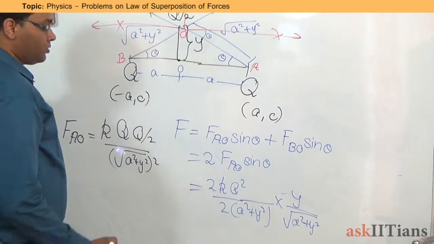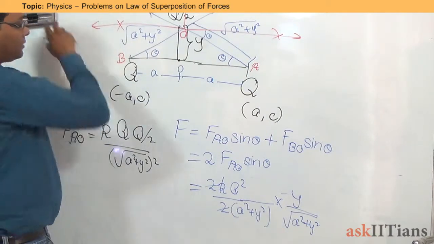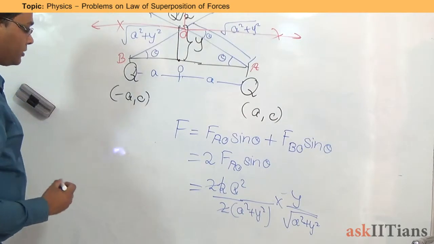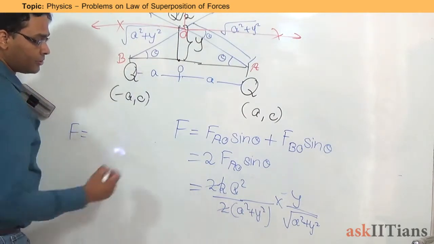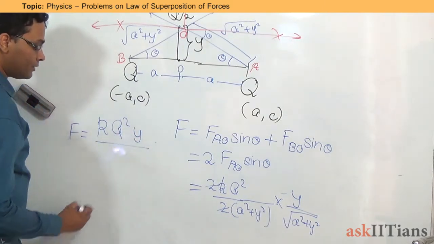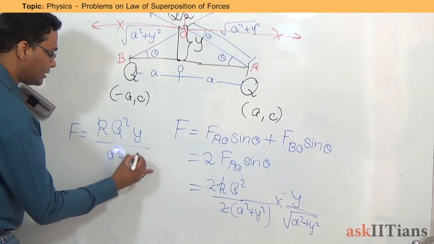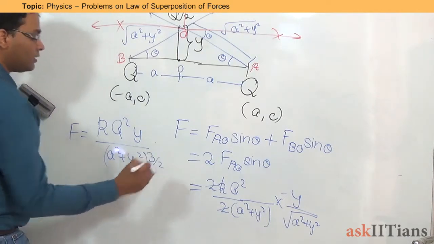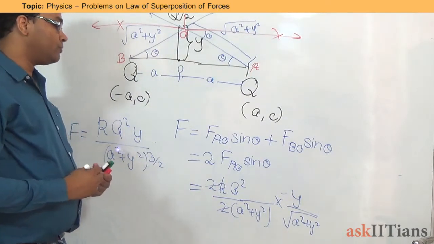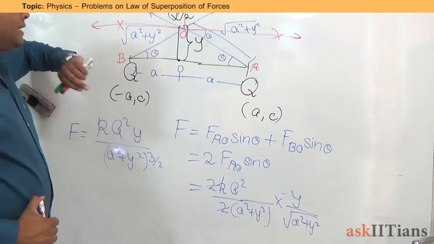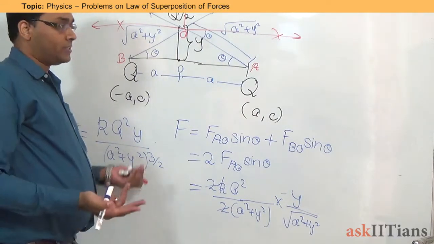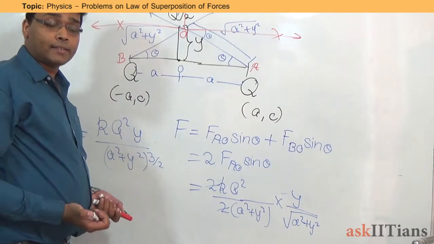Okay? So if I cancel out these parts, let's see what we get. Right here itself, the net value of force comes out to be k Q square y divided by a square plus y square raised to the power 3 by 2. So this is going to be the net force on the charge Q by 2 when it is taken along the y-axis by distance y. If we take it along the horizontal direction, the distance was x. So this is the net result that we get.